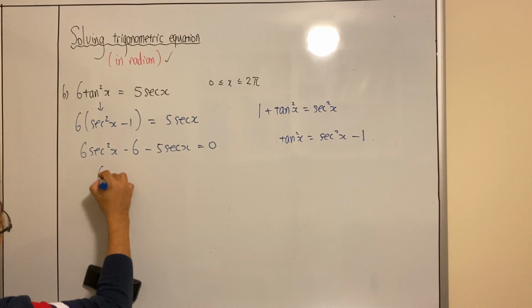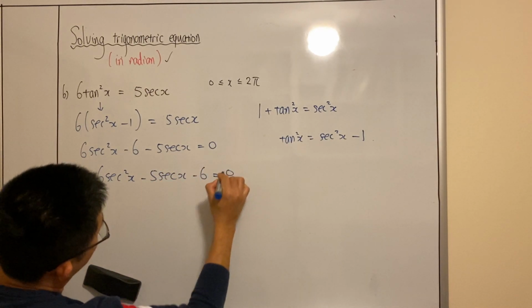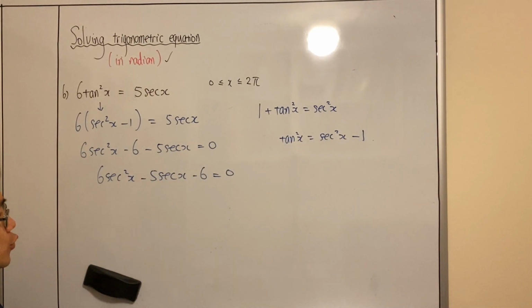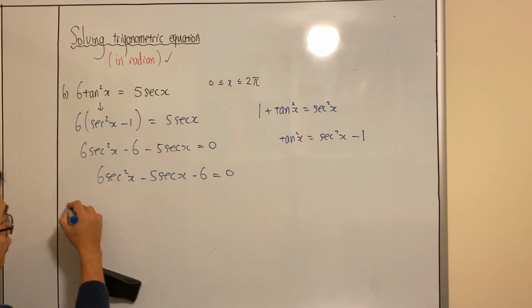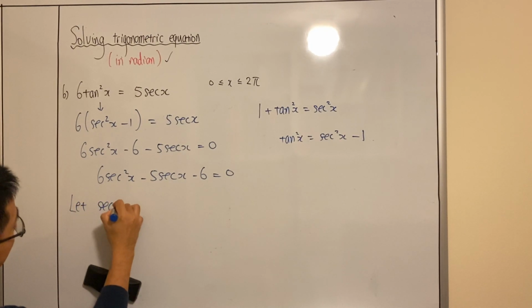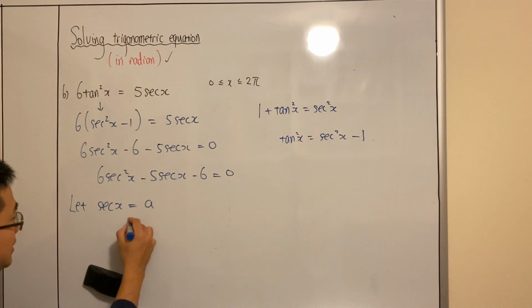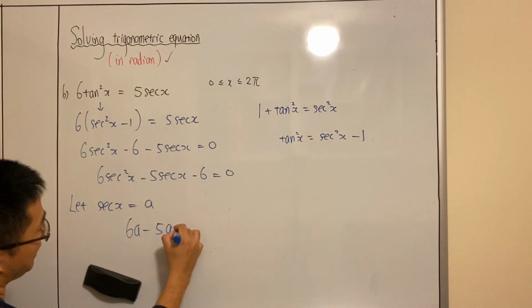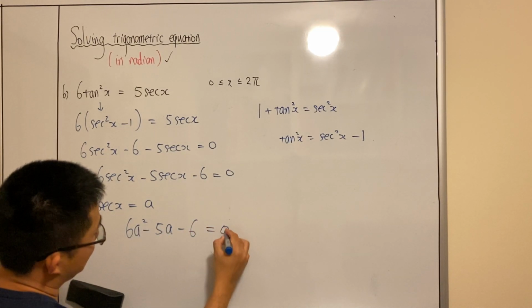Now keep rearranging them so you get a perfect example of a quadratic function here. So we've got 6 sec squared x minus 5 sec x minus 6 equal to 0. The way you do it is you replace that sec x by another variable. Let's just call that a. So you get 6a squared minus 5a minus 6 equals 0.